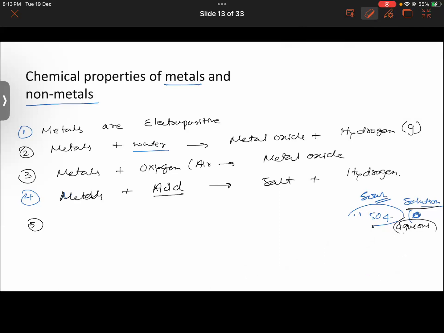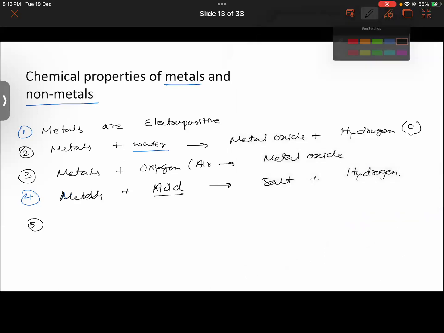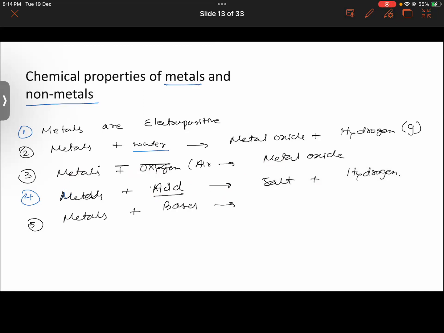Okay, where was I? We were talking about the chemical properties of metals. They react with water, oxygen, and acid. Metals react with oxygen to form metal oxide, and react with acid to form salt plus water. And what about bases? Metals react with bases also, so there will be formation of salt and hydrogen.